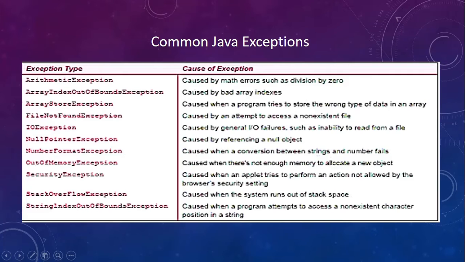Before we go with an example of exception handling, let us see the different common exceptions in Java. These are all inbuilt classes present in java.lang. The first one is ArithmeticException, which you have just seen. This ArithmeticException is caused by mathematical errors such as divide by 0. Then there is ArrayIndexOutOfBoundsException. As the name suggests, it is caused by bad array indexes. If one is trying to access an array element which is out of the bounds of an array, then this ArrayIndexOutOfBoundsException is raised.